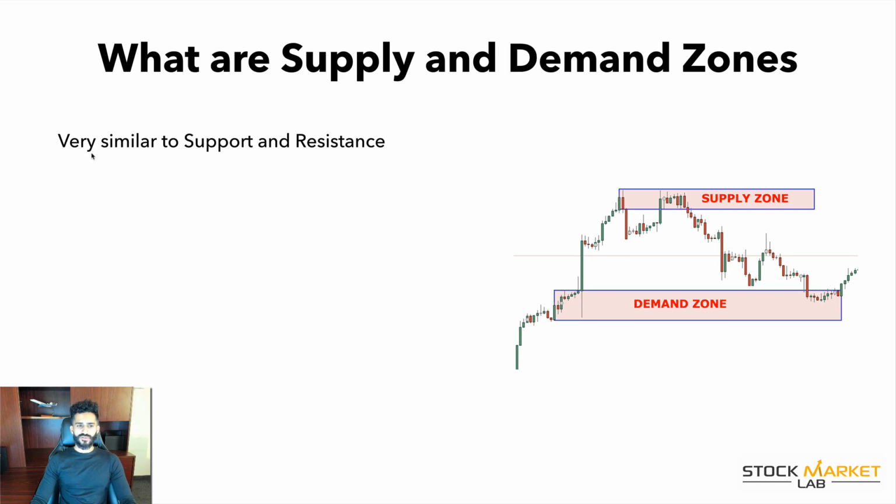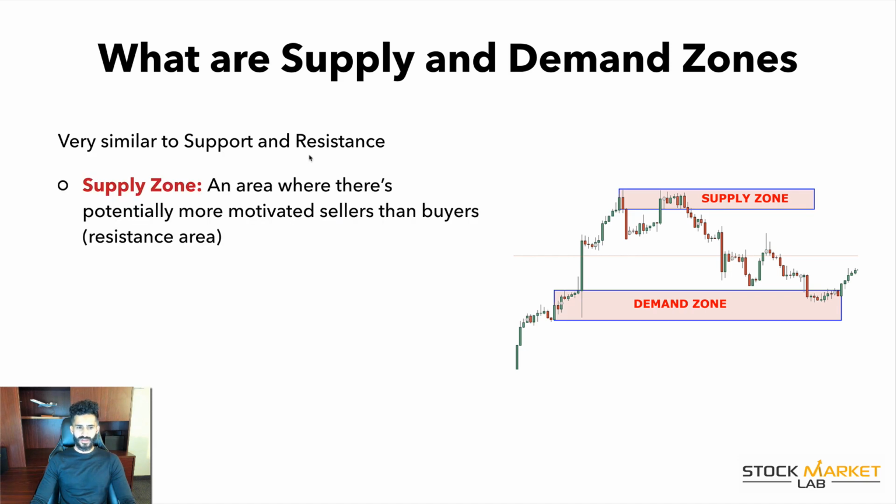Supply and demand zones are very similar to support and resistance, like we covered in the previous lessons. A supply zone is an area where there's potentially more motivated sellers than buyers, known as a resistance area. So basically the sellers are more aggressive in the supply zone. You can see the supply zone. What tends to happen in the supply zone is the stock goes in, gets rejected, and it's harder for a stock to get above the supply zone. Not saying it can't get above it, but it makes it harder for a stock to get above that level, which is also known as resistance.